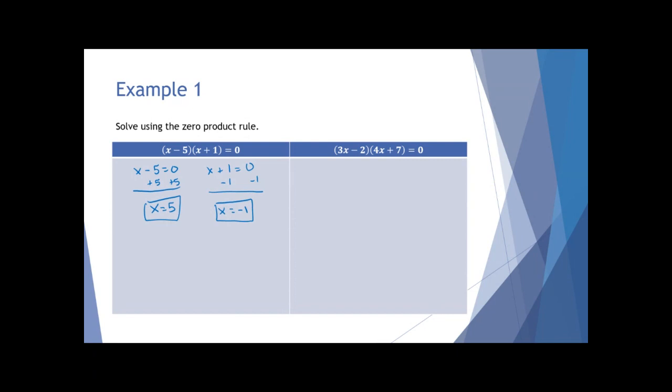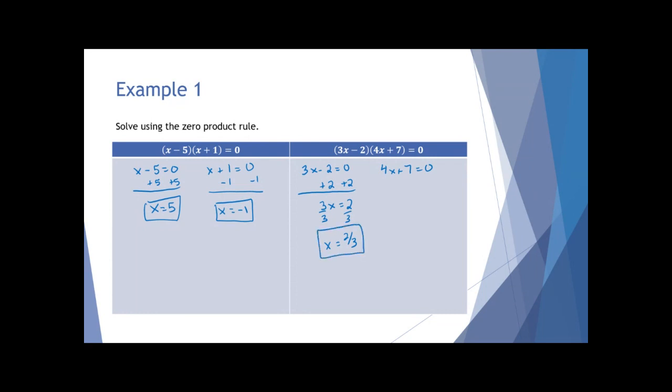Our second one, we have 3x minus 2 times 4x plus 7 equals 0. So again, this is already factored. So I set each factor equal to 0, and then I solve. The first one, I need to add 2 to both sides. And this gives me 3x equals 2. Then I divide both sides by 3, and I get x equals 2/3.